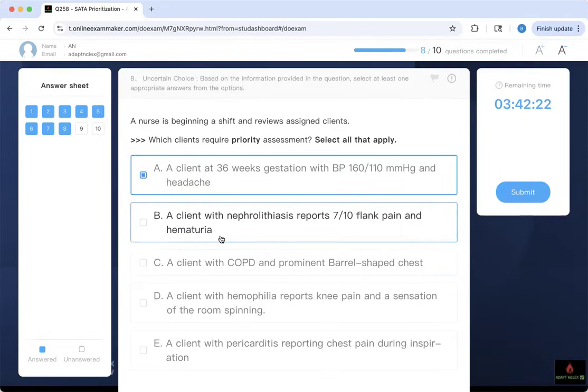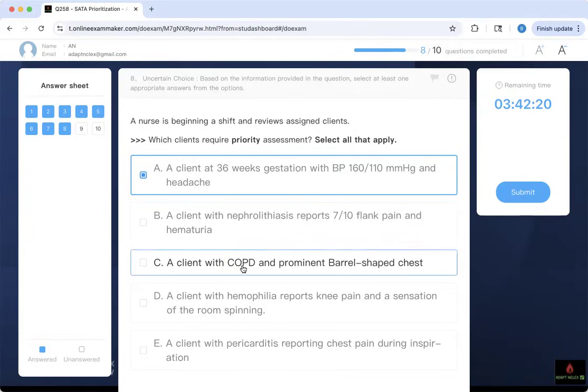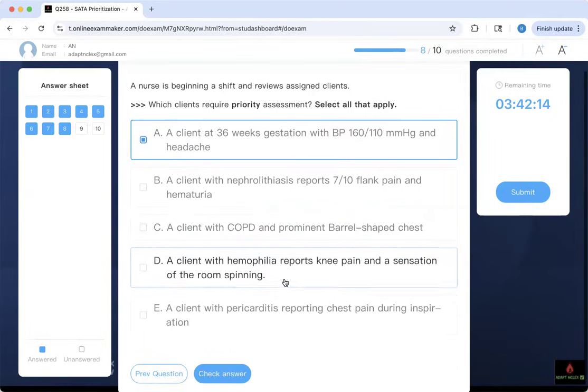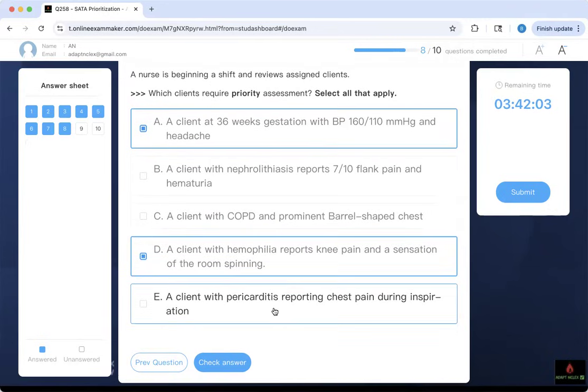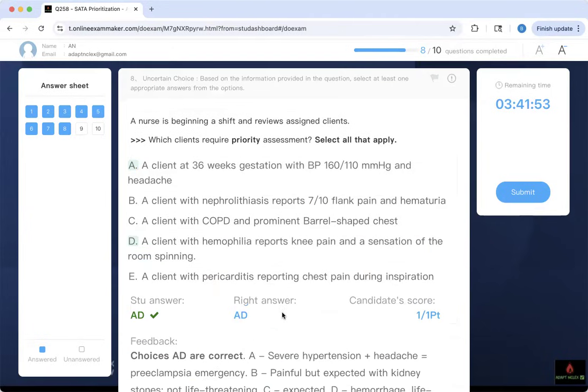You know, bleeding, and you are not in shock. COPD, prominent barrel-shaped chest, is what? Emphysema. Ignore it. Hemophilia, they bleed into their joint and therefore have knee pain, bleeding. At the same time, I give you a clue. Room is spinning, hemorrhage. That's shock. Client with pericarditis is supposed to have chest pain when you take a deep breath or lie flat, and it gets better when you lean forward. Don't worry about it.